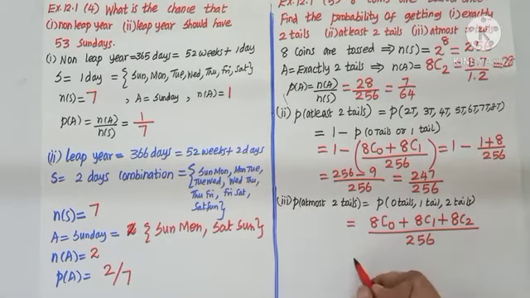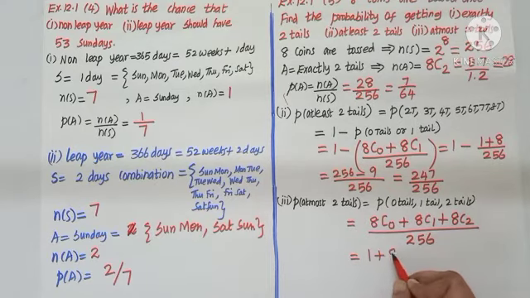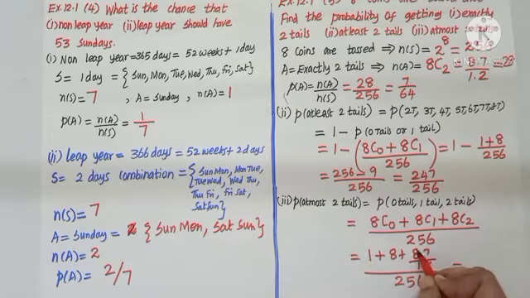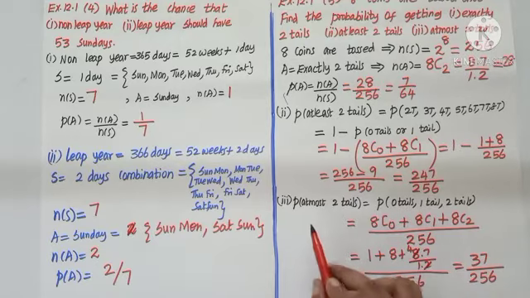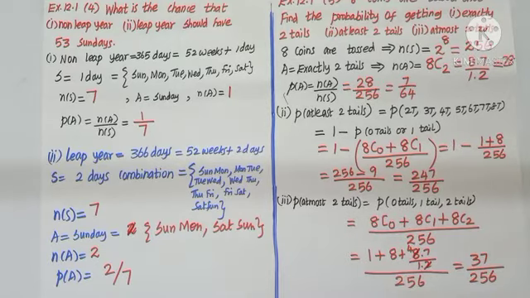256. As I simplify, 8C0 is 1, 8C1 is 8. 8C2 is 8 into 7 by 1 into 2. The whole thing divided by 256. As I simplify, 28 plus 8, 36 plus 1, 37 divided by 256. This is the probability for getting at most 2 tails.